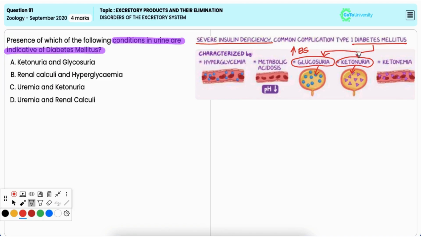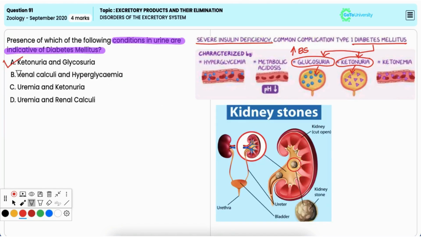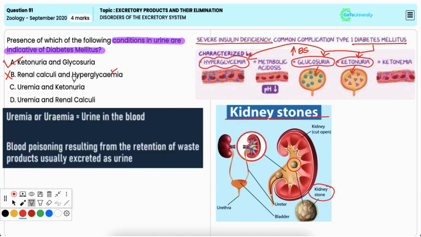Option B, renal calculi and hyperglycemia. This is incorrect. Renal calculi, that is kidney stones, are not directly associated with diabetes mellitus. Though hyperglycemia, that means high blood sugar, is a symptom of diabetes, the presence of kidney stones is unrelated to the disease.